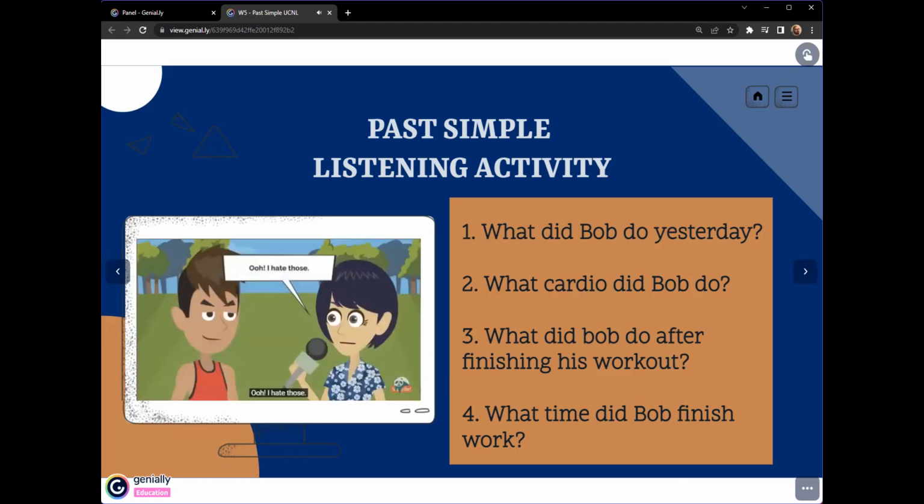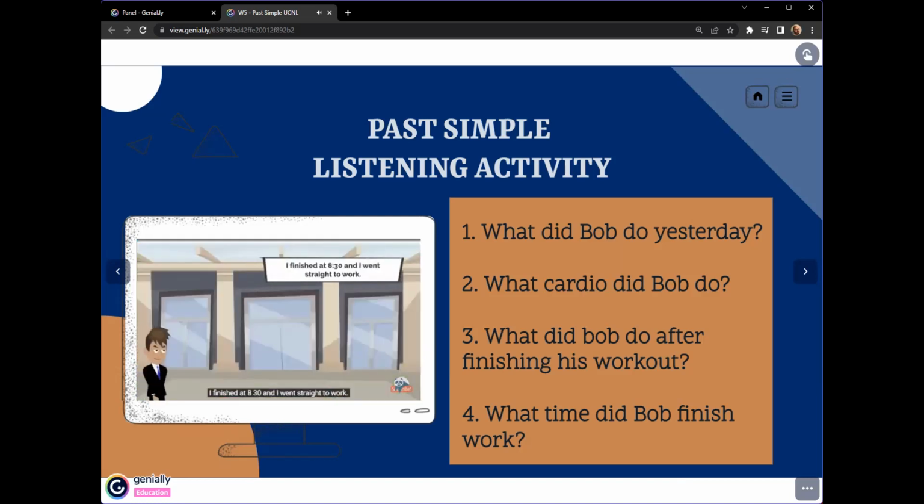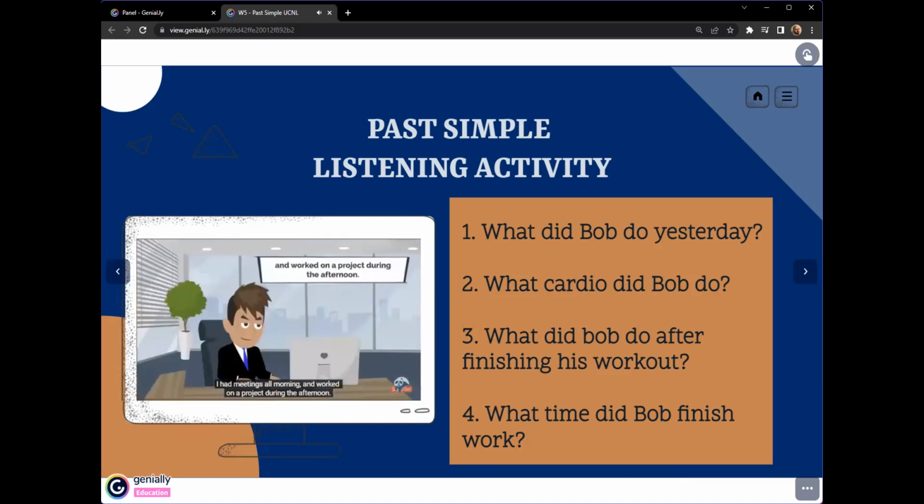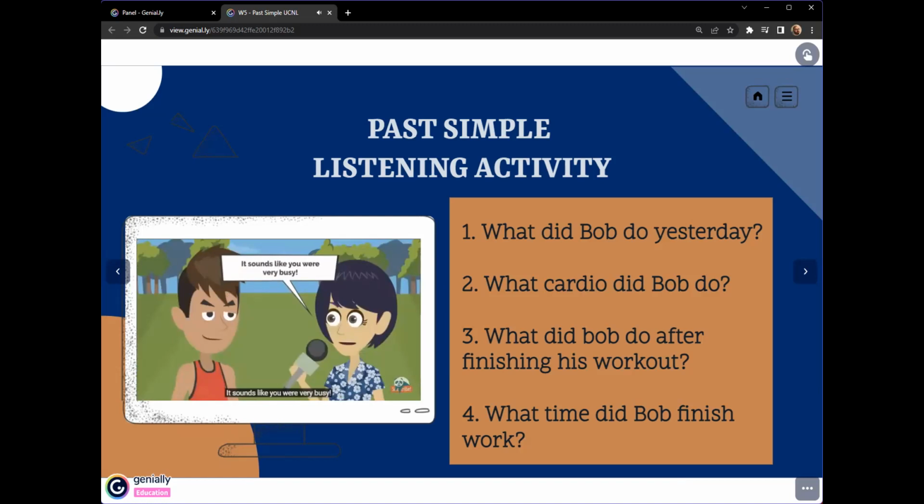Ugh, I hate those. What did you do after you finished your workout? I finished at 8:30 and I went straight to work. I had meetings all morning and worked on a project during the afternoon. It sounds like you were very busy. What time did you finish work? I finished work at my normal time, around 5 o'clock.